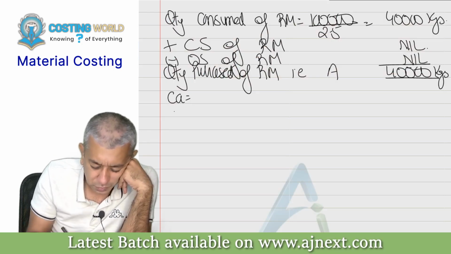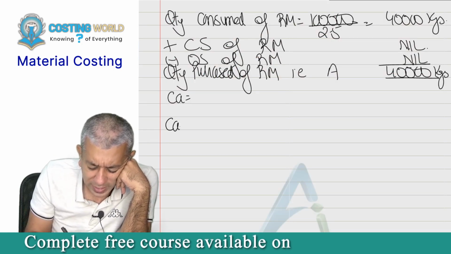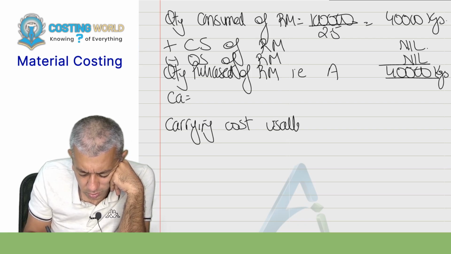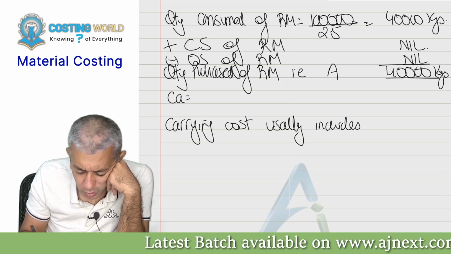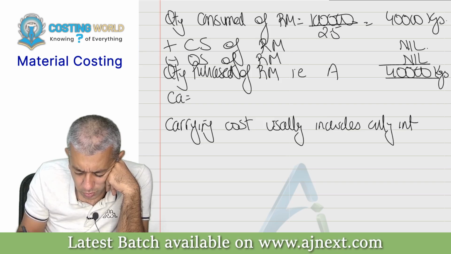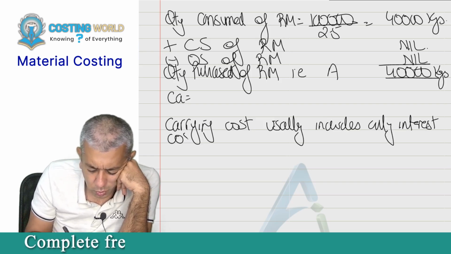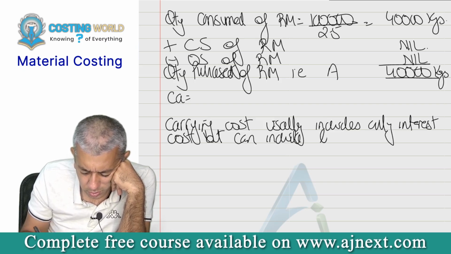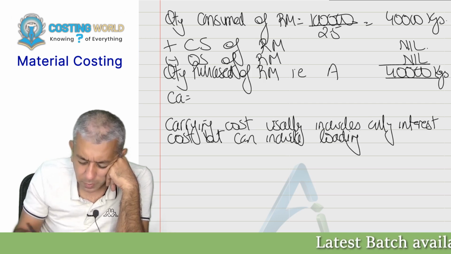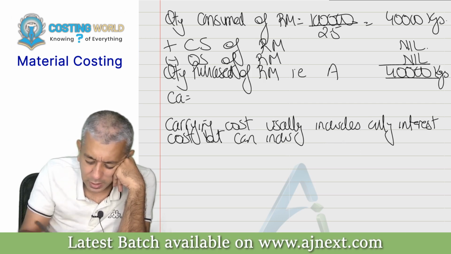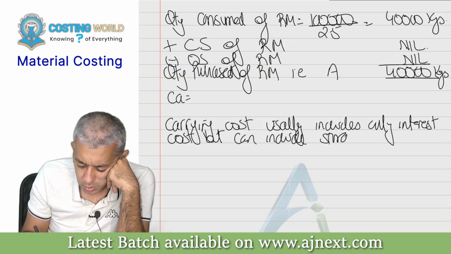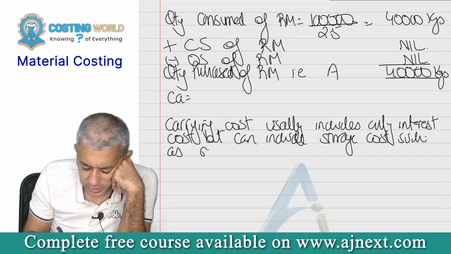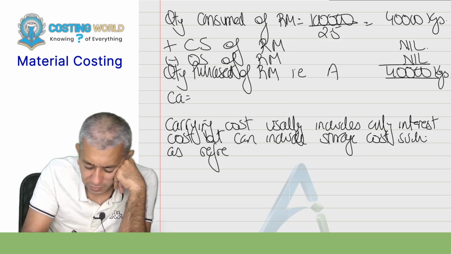You all write down. You all have written CA. Now you all write down: carrying cost usually includes only interest cost, but can include storage cost such as refrigeration cost.